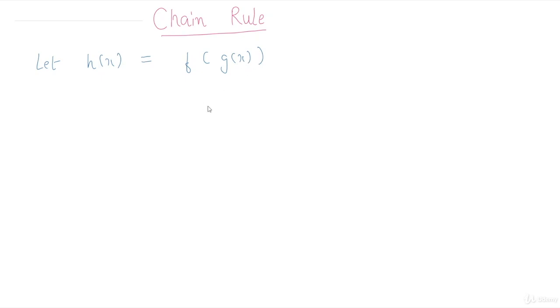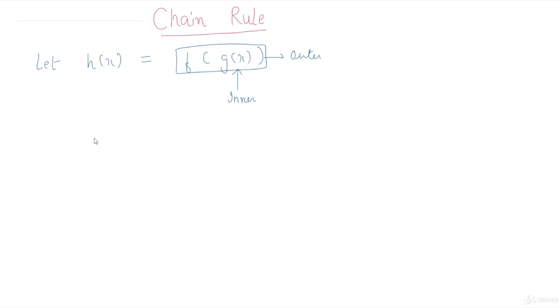Why? Because the input parameter of this function f is itself a function. Let's say we call this the inner function, and this function will be our outer function. So the outer function is f of g of x and the inner function is g of x, and g of x is dependent on the parameter x. So this is a composite function, and the chain rule comes into the picture when we need to differentiate a composite function. So let us write the chain rule.